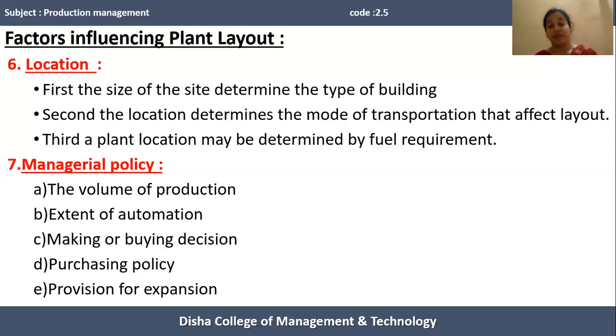Next, provision for expansion means the management's intention related to expansion of the plant, which he has to identify. If the management decides to expand the plant in future, then he has to design the layout of the plant in such a way that it can help the firm to expand further without much difficulty. This is all about the factors influencing plant layout.